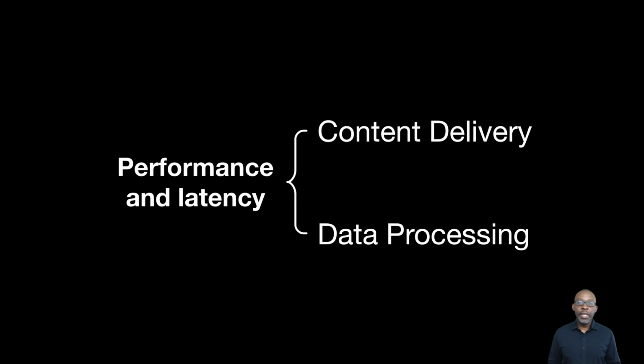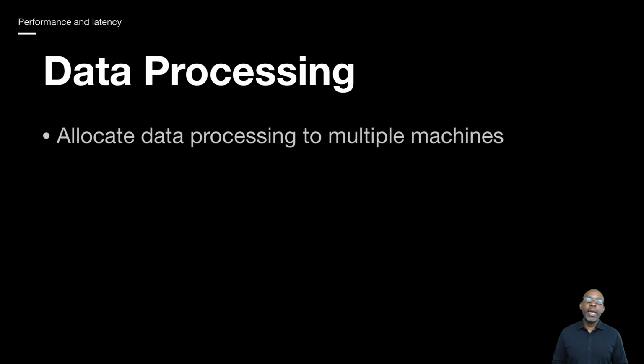Having explored content delivery, let's take a look at data processing. In other words, what are the performance optimizations that we can implement when processing data? One of the things we can do, and this is highly recommended, is to allocate data processing to multiple machines. In fact, I would extend this by saying allocate data processing to a pool of machines that are configured elastically.